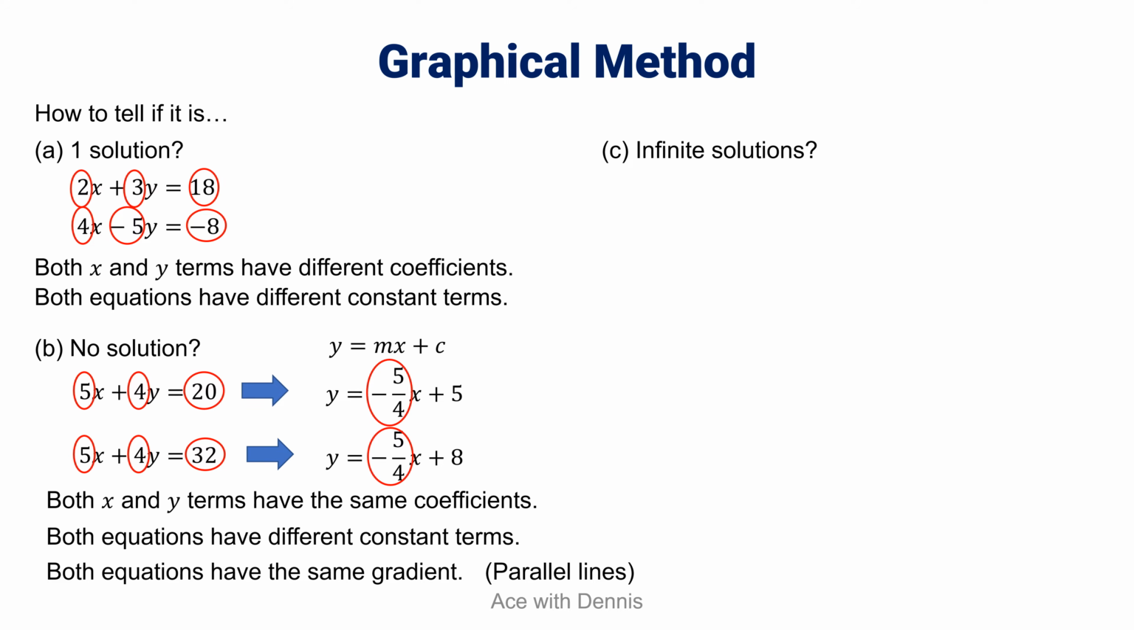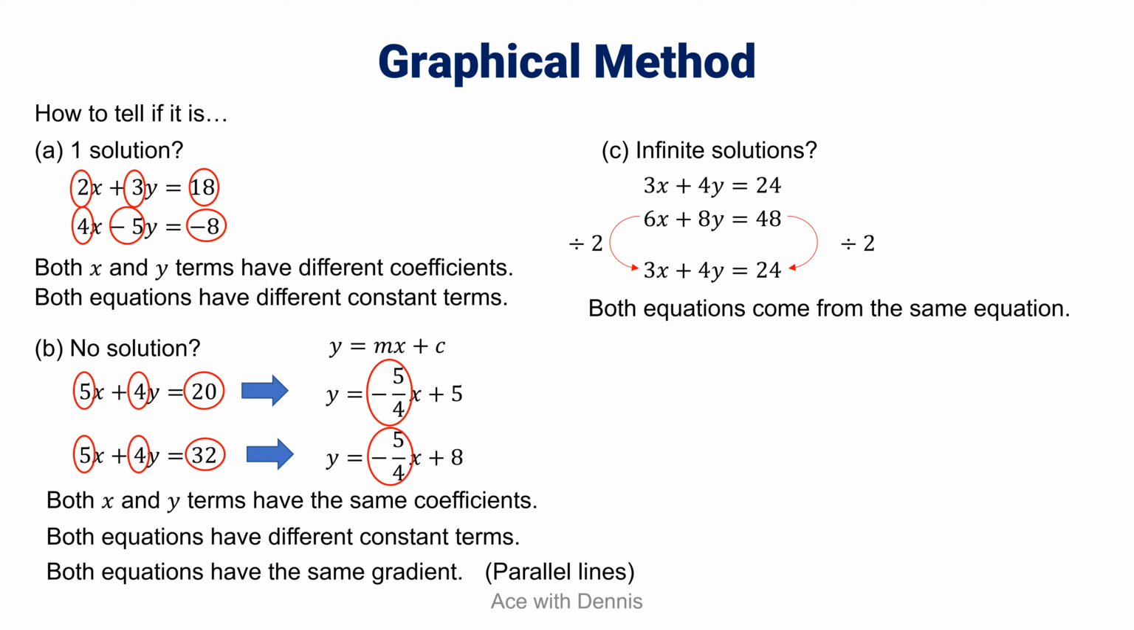Okay, now how about infinite solutions? How can we tell if the two equations have infinite solutions? Let's look at example 3 again. The first equation is 3x plus 4y equals 24, and the second equation is 6x plus 8y equals 48. So for the second equation, let's divide both sides by 2 and see what we get. We will get 3x plus 4y equals 24. And you can see that both equations come from the same equation. They are exactly identical equations.